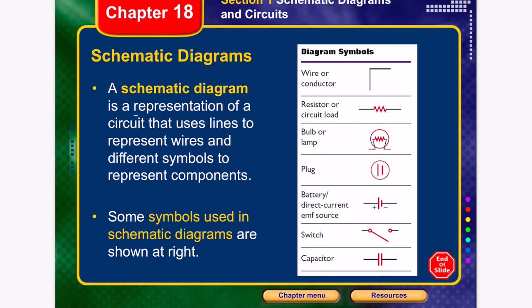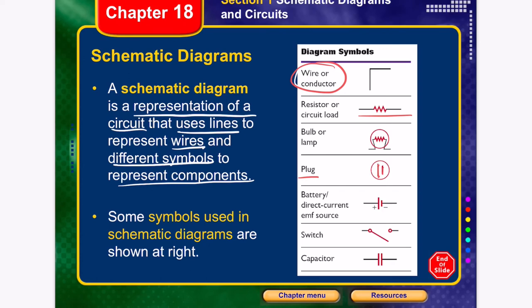A schematic diagram is a representation of a circuit that uses lines to represent wires, and we use different symbols to represent different components of the circuit. For example, a wire or a conductor is generally represented as a straight line, and resistances are generally represented by a zigzag line. A bulb is a circle around a zigzag line, basically a resistor that can light up. A plug is represented by a circle with two unevenly shaped lines.